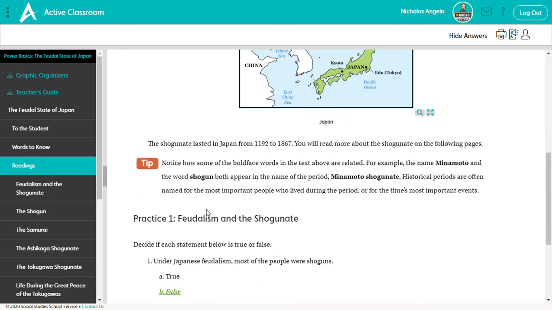You will read more about the shogunate on the following pages. Here's a tip. Notice how some of the bold-faced words in the text above are related. For example, the name Minamoto and the word shogun appear in the name of the period, Minamoto shogunate. Historical periods are often named for the most important people who lived during the period, or for the time's most important events.